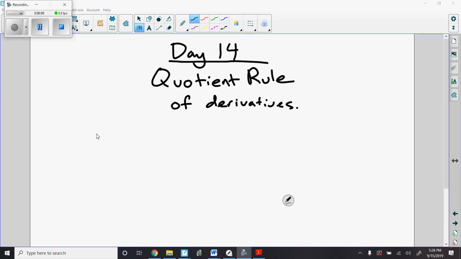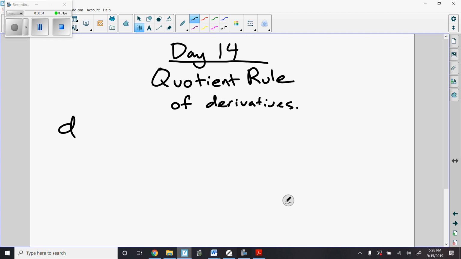Today we're going to talk about the quotient rule. The product rule had to do with the multiplication of two functions when you're doing the derivative. The quotient rule has to do with the division of two functions, obviously the quotient of those two functions. So let's take a look at the rule, look at some examples, and we'll be done.